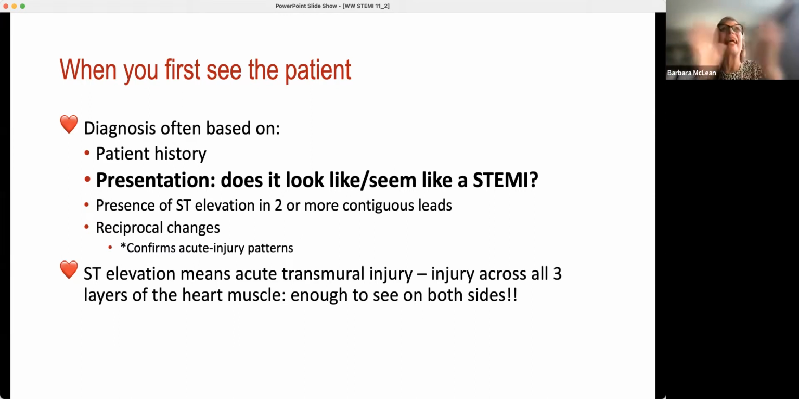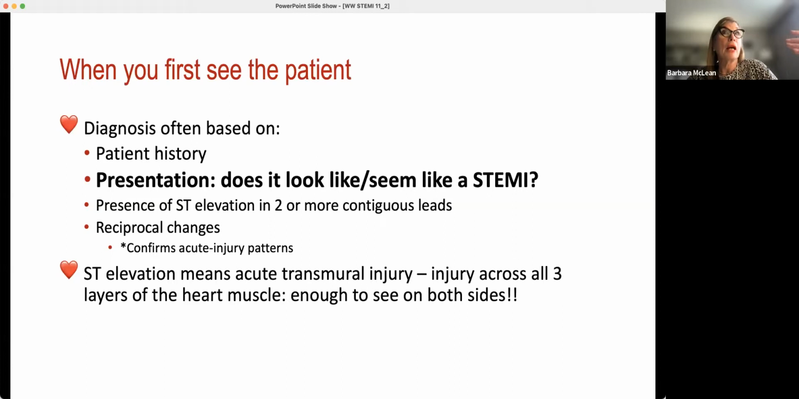And then I'm going to look, if it's possible, at reciprocal changes, which means opposite changes on the opposite wall. But really, the only true reciprocal changes you actually evaluate are lateral and inferior. So if I have ST segment elevation in the inferior wall, I expect to see ST segment depression in the lateral wall, and the exact opposite. If I have ST elevation in the lateral wall, I expect to see ST segment depression in the inferior wall. I don't really have any other absolute reciprocals.